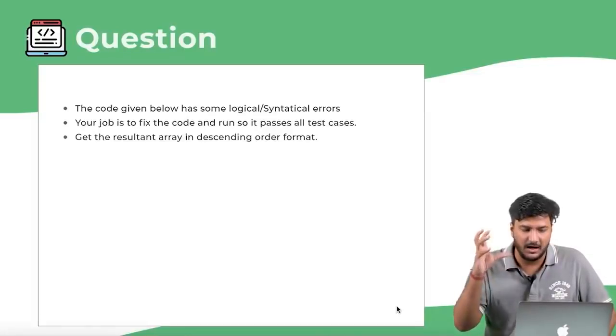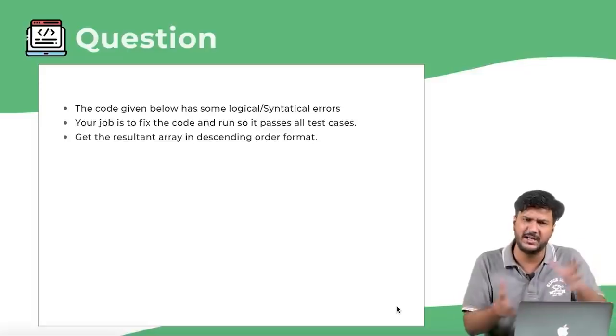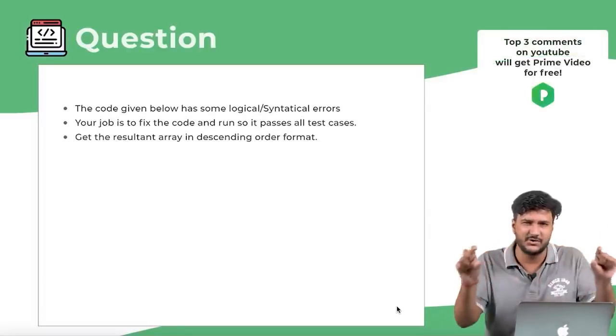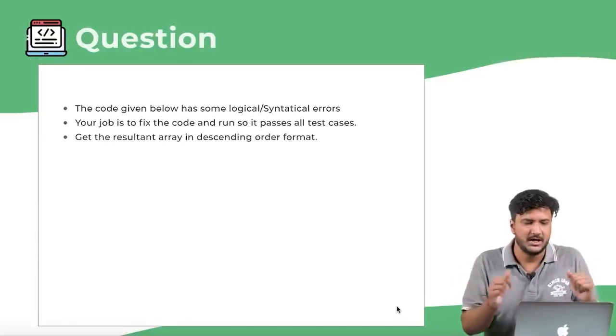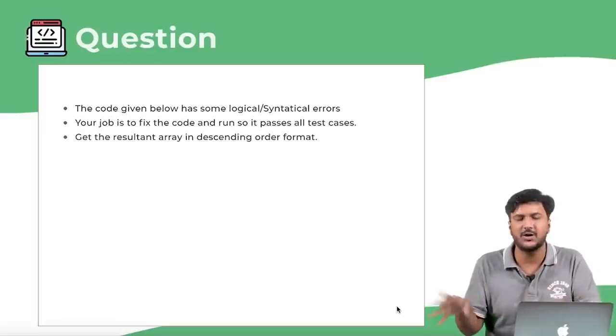So basically, the question is, and obviously it would be a long question, but I don't want you to read a long question. Rather than that, when we are teaching, I'll just give you a gist of what the long question would say. So basically what they're saying is, get the resultant array in descending order format, right?